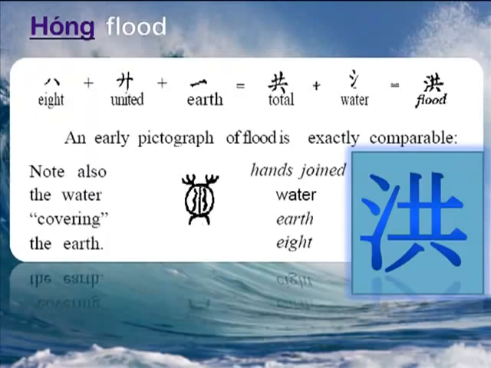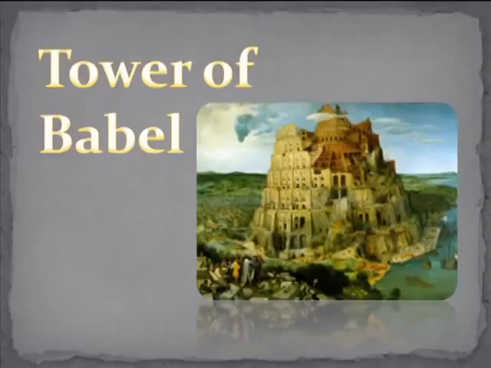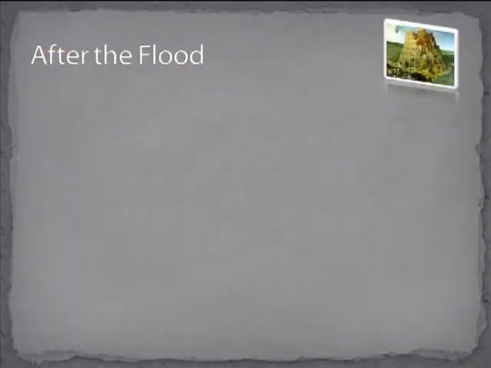You see a circle with two squiggly lines in it, which looks like water over the earth with two hands uniting it, and the number 8 at the bottom. Water. After the flood in Noah's Ark, about 100 years later, you have the Tower of Babel. And that's where all the sons and grandsons of Noah then started to build the tower.